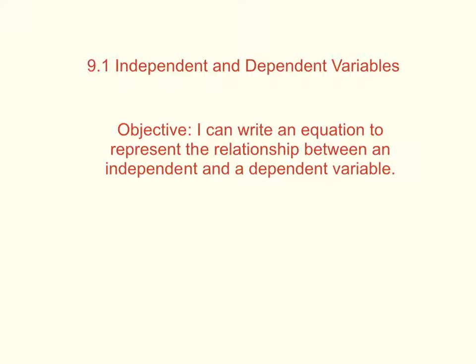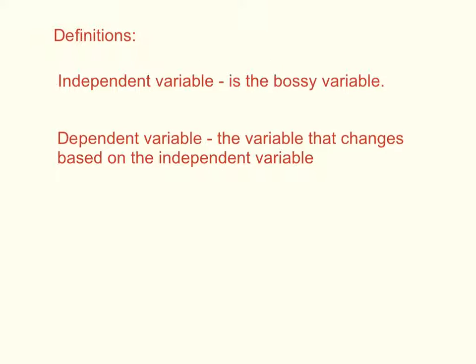Here is the first lesson of Chapter 9. 9.1 is independent and dependent variables. Our objective: I can write an equation, which you already can do, to represent the relationship between an independent and a dependent variable. So, first of all, I've got to tell you what an independent variable is versus a dependent variable.